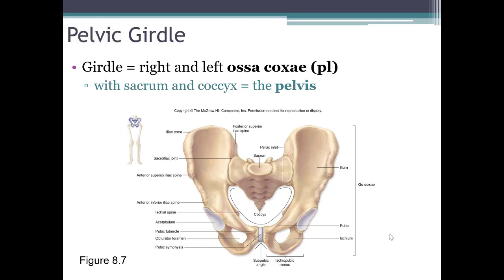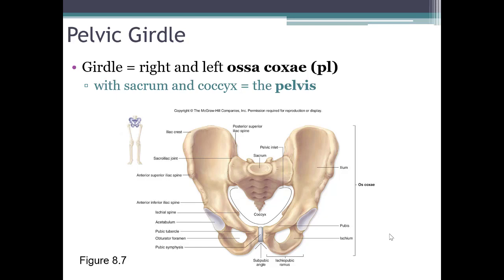Hey everyone, today we are going to finish up the appendicular skeleton by talking about the lower limb. Anchoring the lower limbs to the exoskeleton is the first part of the lower appendicular skeleton, known as the pelvic girdle. We talked about a girdle in the upper limb. That was the pectoral girdle, which anchored the upper limb to the exoskeleton. The pelvic girdle, again, will anchor the lower limb to the exoskeleton.